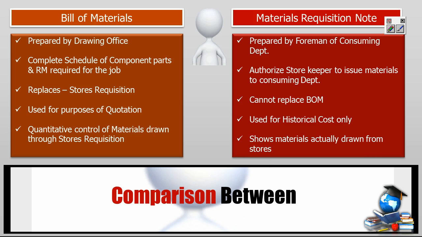The material requisition note shows the actual materials drawn. Now, bill of materials is planned. These are all planned. I want this material, I want this. But material requisition note is the actuals. So you can also say budget is bill of materials, actual is material requisition note. So this comparison from an examination point of view is very, very important. So make a note of this, and it is easy to make a note of this once the understanding you have got.